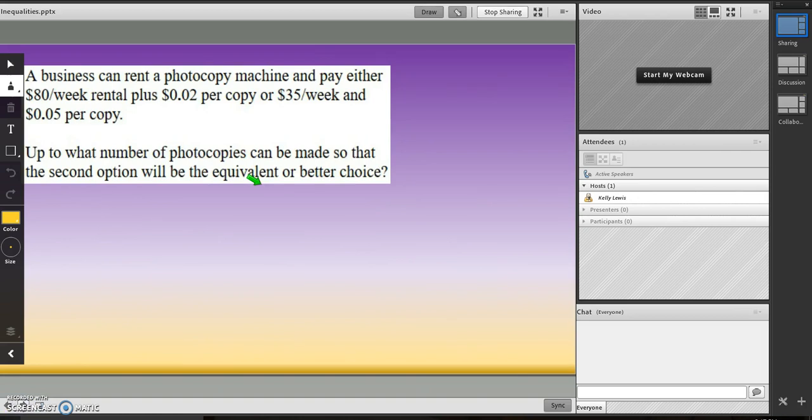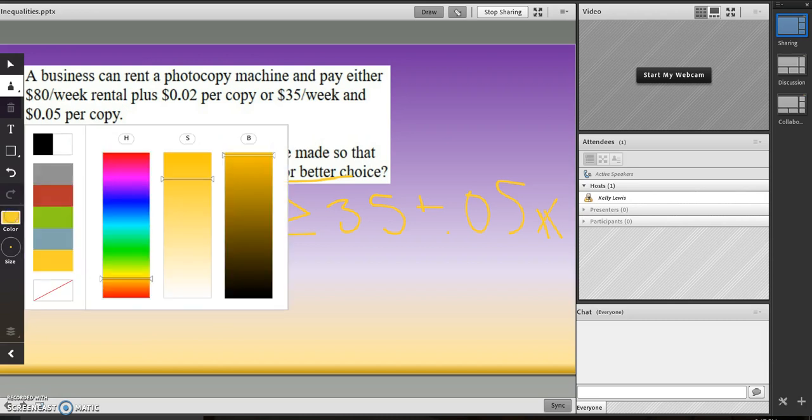All right, a business can rent a photocopy machine and pay either $80 a week rental plus 2 cents per copy, or $35 a week and 5 cents per copy. Up to what number of photocopies can be made so the second is better. All right, so they can do $80 a week plus 0.02x, or they can do 35 a week and 0.05x. And we want to see when it will be equivalent or better. So therefore it would be cheaper, right?